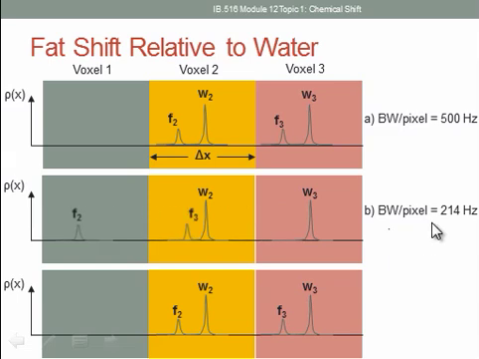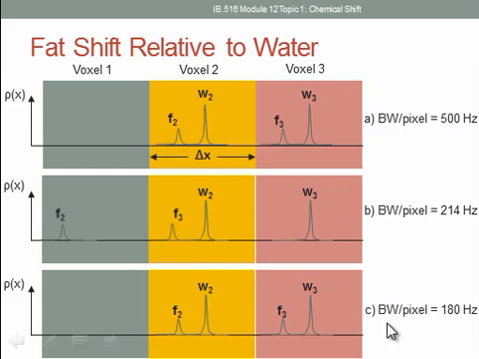So in that case, what would happen is the fat from the third pixel moves to the second voxel. The fat from the second voxel moves into the first voxel. So now we have a one voxel chemical shift.